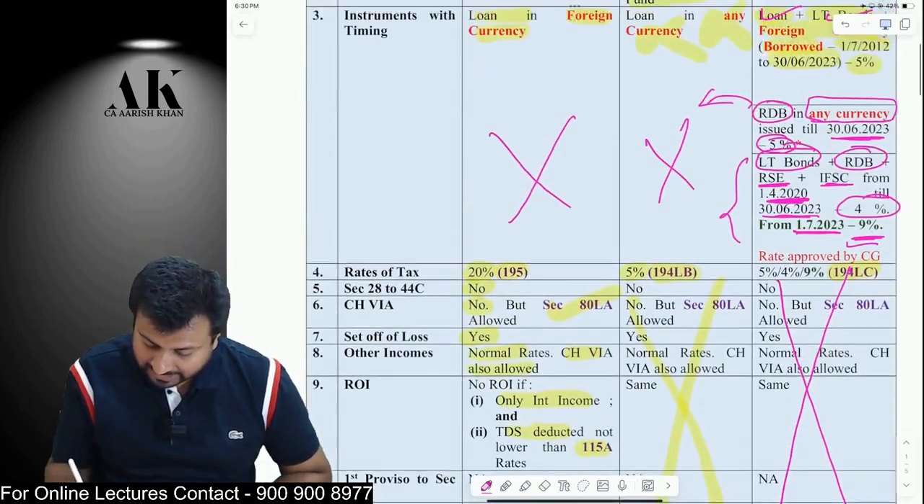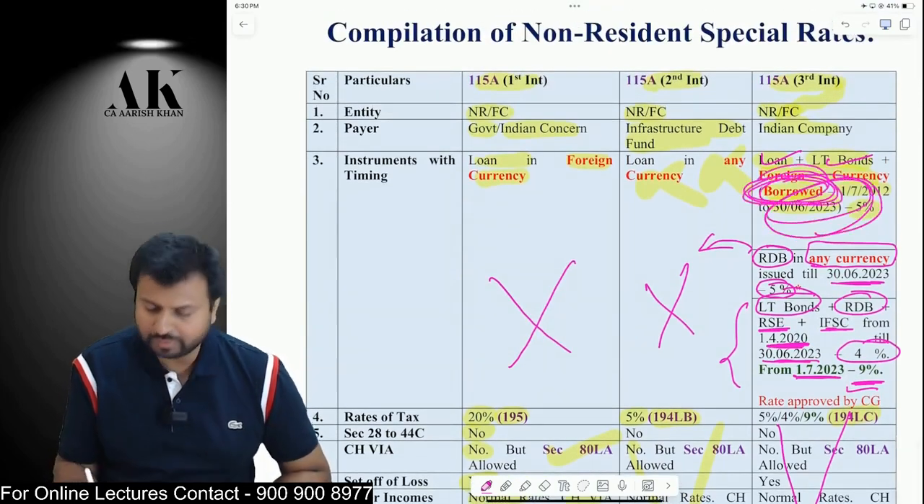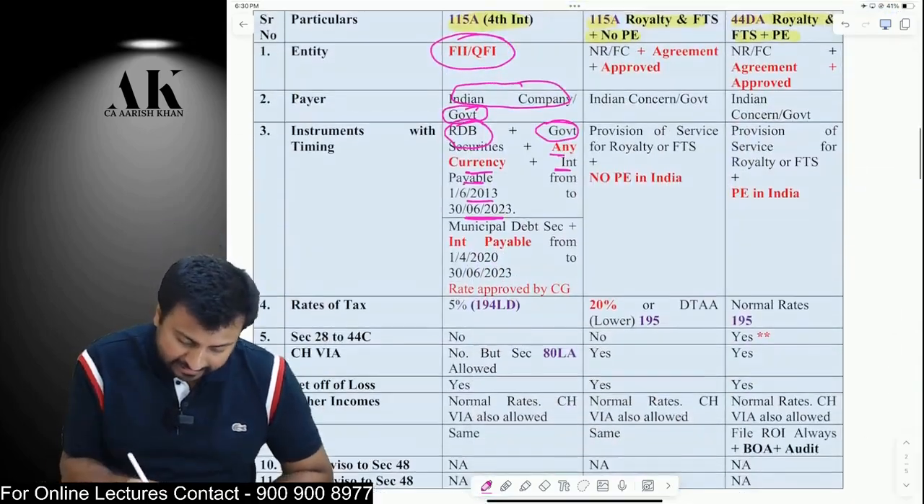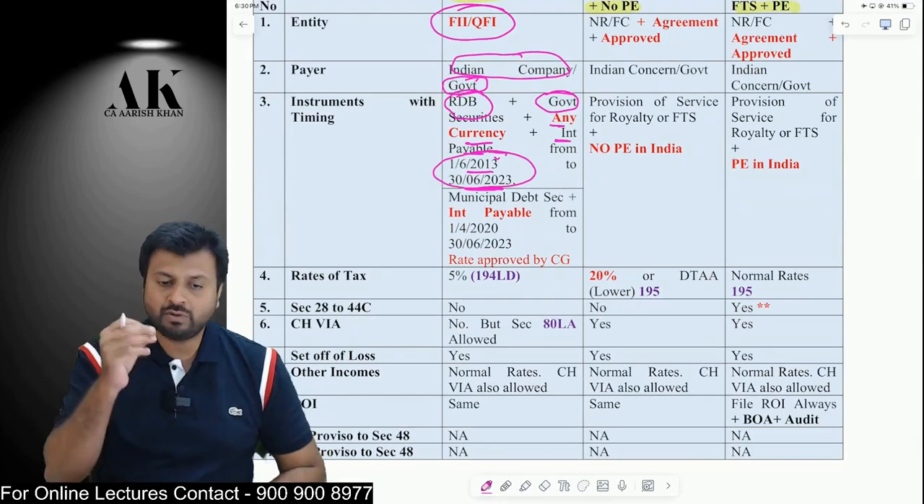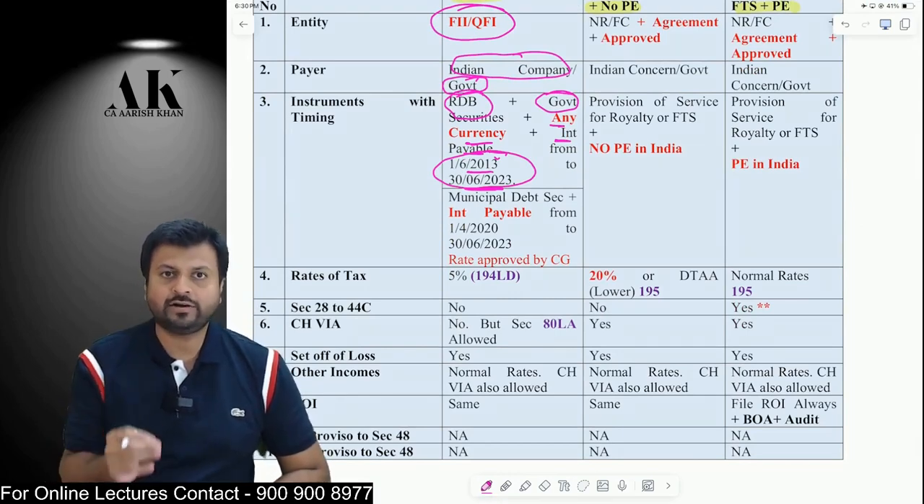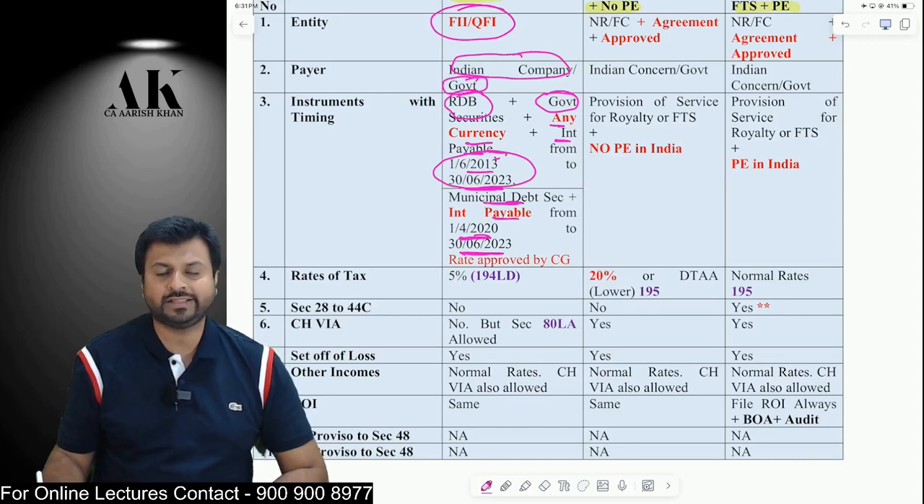In the third section, it was not interest; the money should have been borrowed between this period. But here the interest should be payable between this period. Then it is covered over here. Apart from this, one more item is covered. Apart from government security and rupee denominated bond, municipal debt securities are also covered if the interest is payable between 2020 to June 2023.